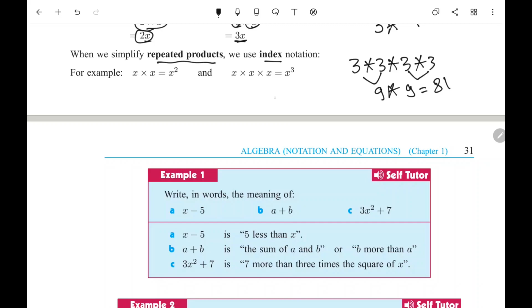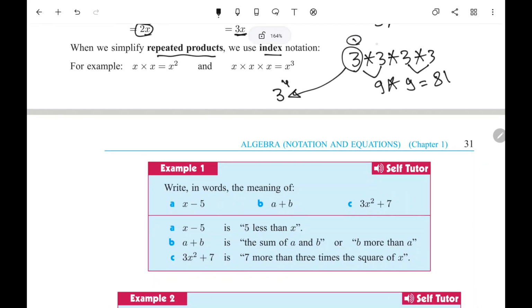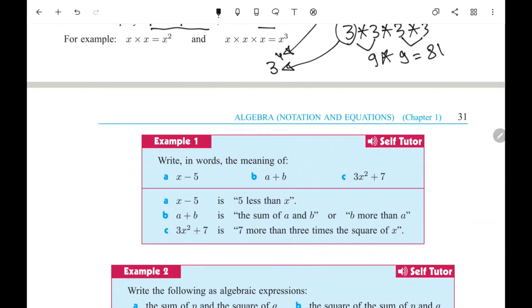So if we have 3 power of 4, what is the 3 and what is the 4? This 3 is the base. And how many multiplications do we have? 1, 2, 3, 4. So we have 4 multiplications, so the power, or the index, is 4. Here we have an example.